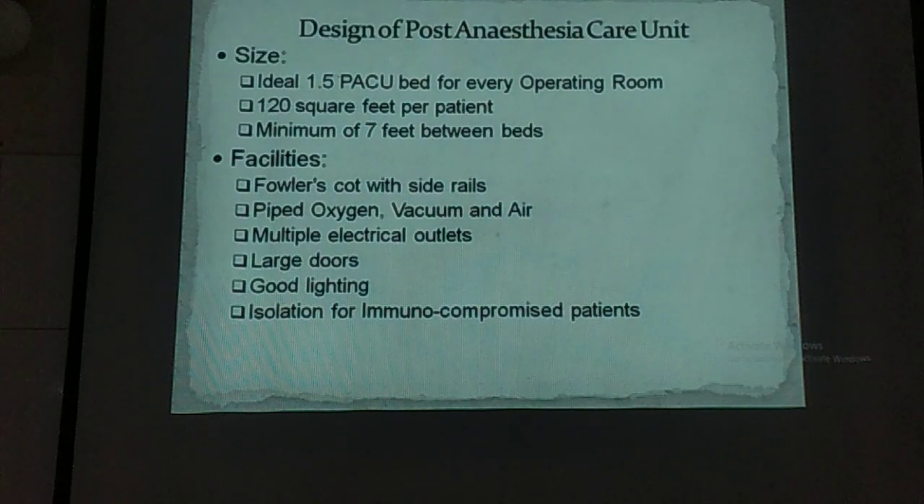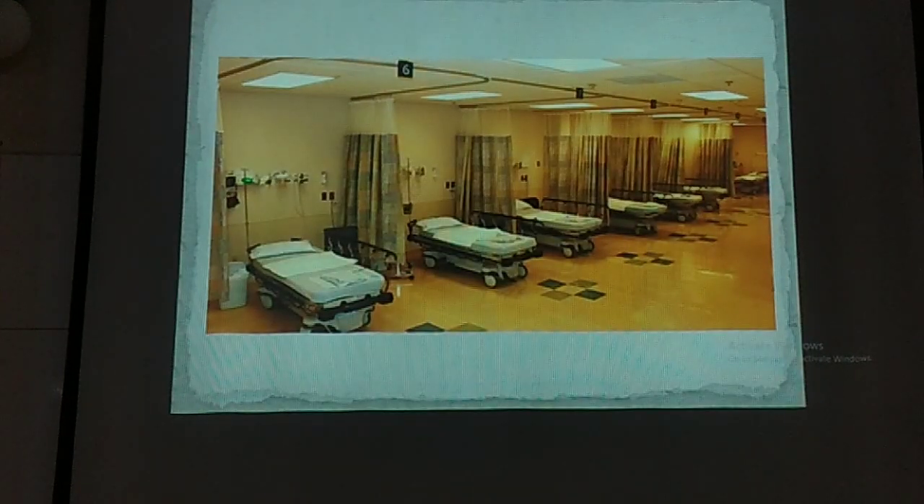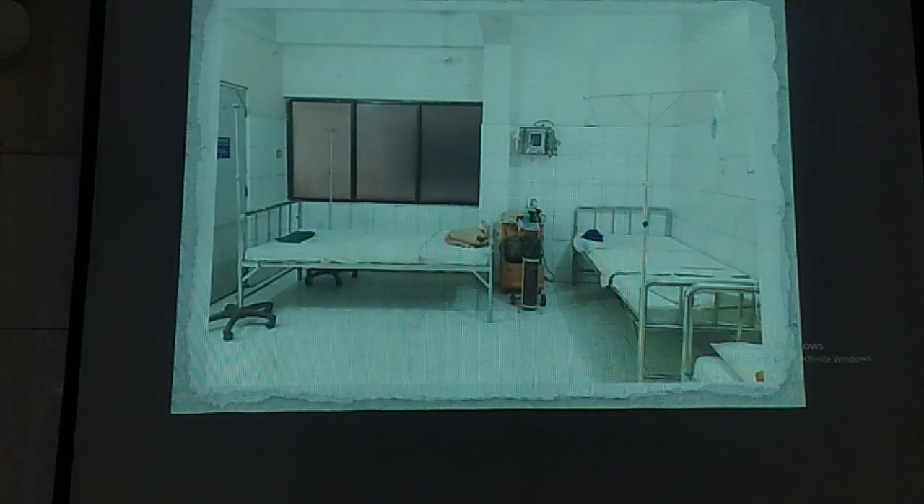Design of post-anesthesia care unit. Size: ideally 1.5 post-anesthesia care unit beds for every operating room, 120 square feet per patient, with a minimum of 7 feet between two beds. Facilities: bed or cot with side rails, piped oxygen, vacuum and air, multiple electrical outlets, large doors, good lighting, and isolation for immunocompromised patients. This is an image of an ideal post-operative or post-anesthesia care unit. This is a small image of the post-anesthesia care unit of Community-Based Medical College and Hospital.